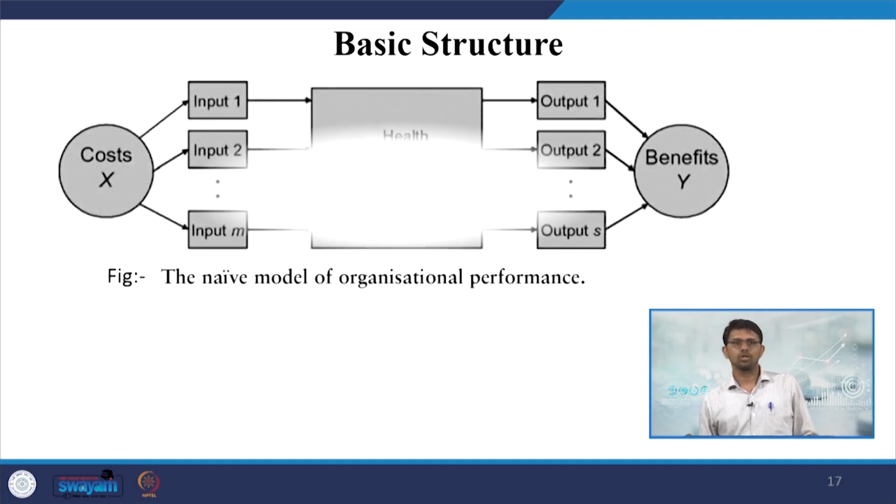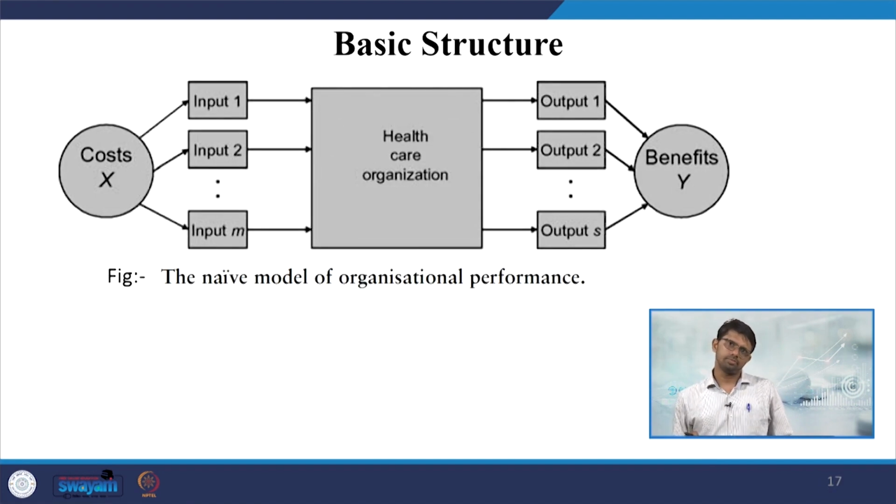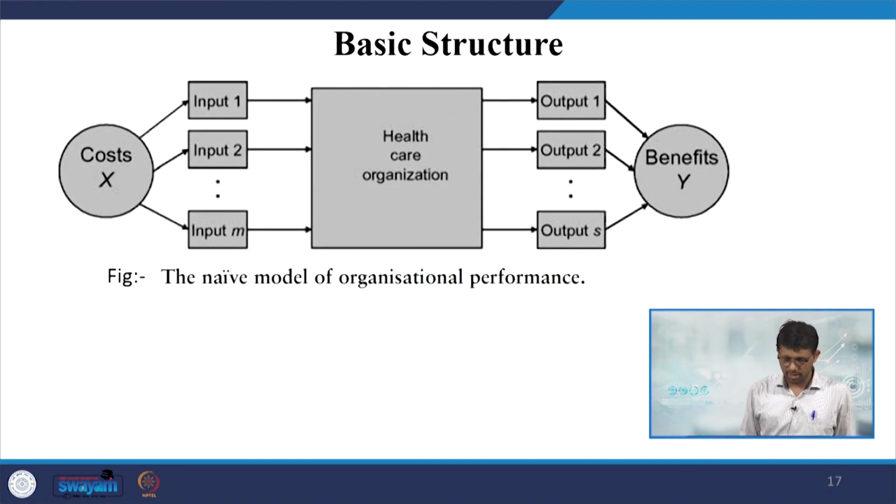What is the basic structure of the productivity and efficiency analysis? Here we have presented a very naive model of organizational performance from authors. We have cited the authors at the end. These are our readings, important readings.